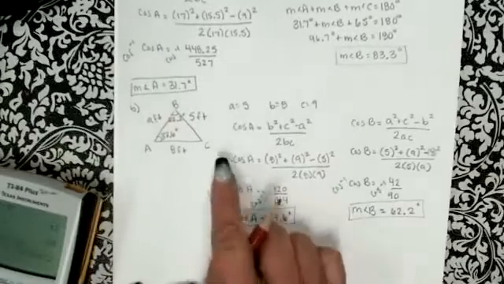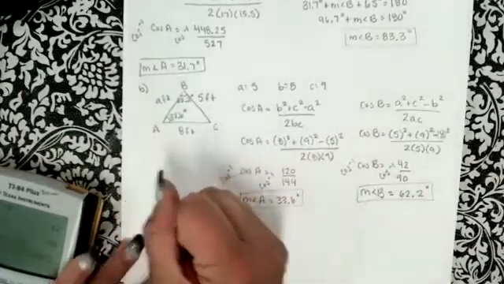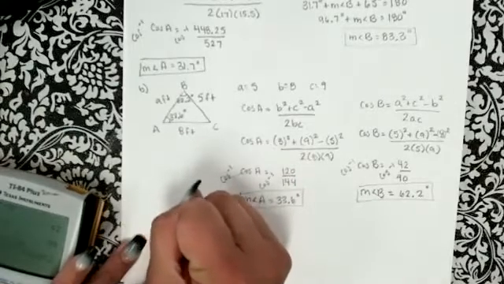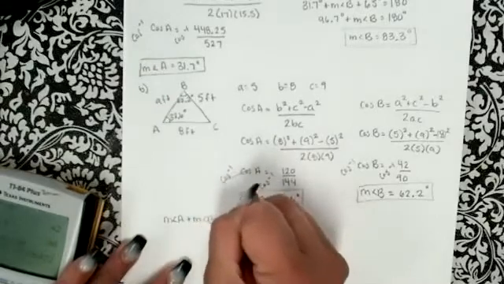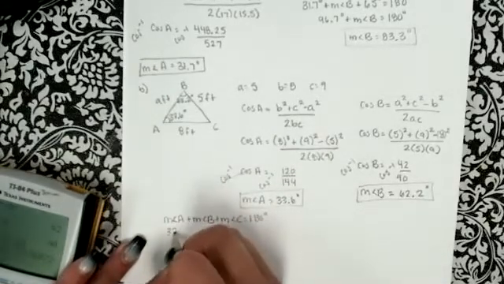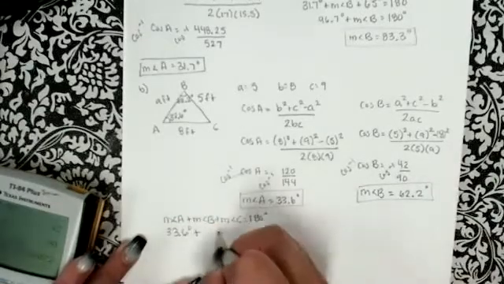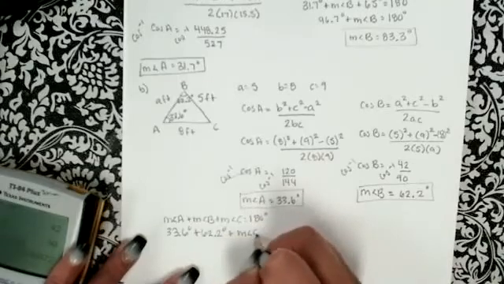And lastly, I need to find out what angle C is. I don't want to use the law of cosines because I know that the measure of angle A plus the measure of angle B plus the measure of angle C equals 180. So I know A is 33.6 degrees, B is 62.2 degrees, and I'm trying to find out the measure of angle C.